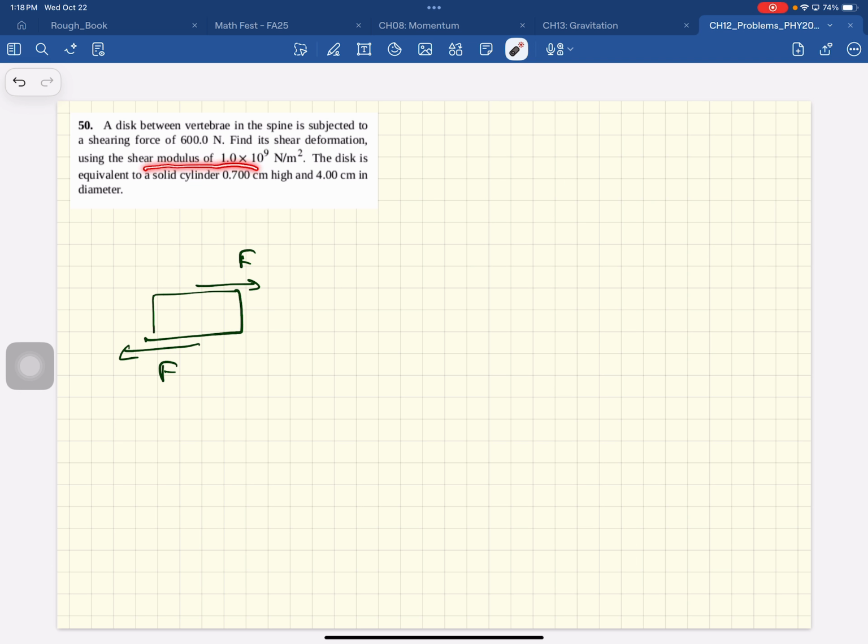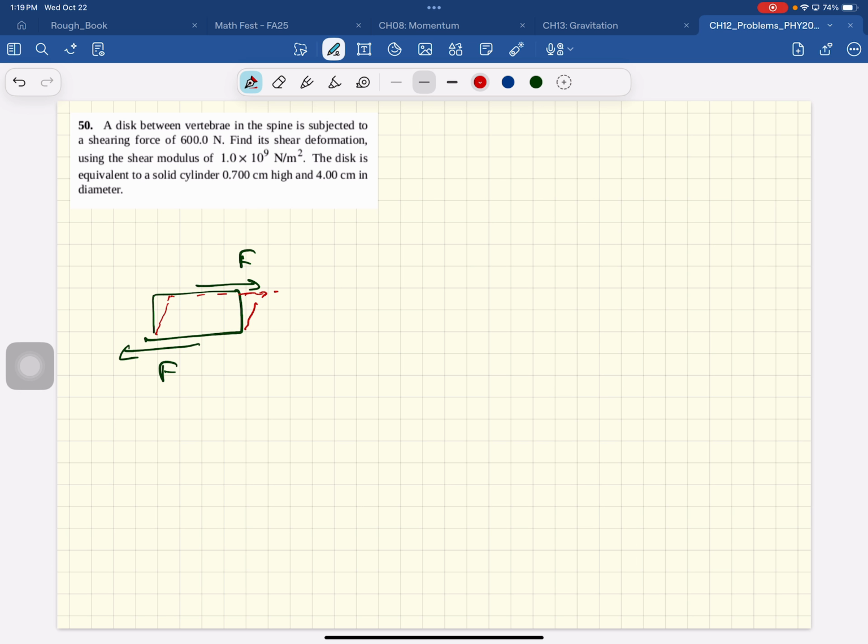Using a shear modulus of, again, a gigapascal, the disc is equivalent to a solid cylinder, 0.7 centimeters high and 4 centimeters in diameter. That's almost 2 inches. So what is it that they're asking? Find the shear deformation. When you apply this force, the disc will deform like that.